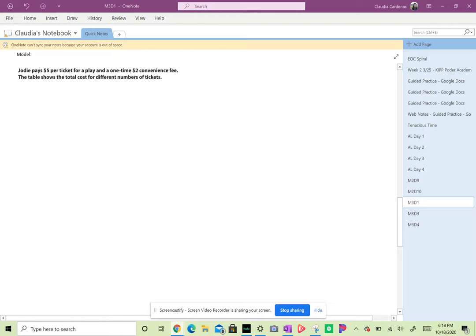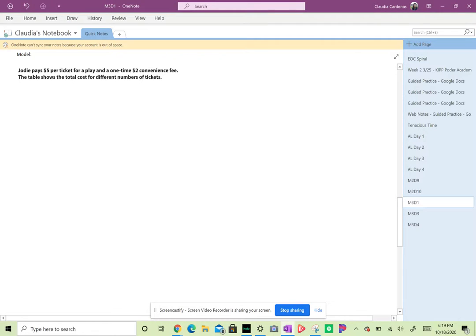So since we're thinking about this question for today's lesson, let's go ahead and read the problem. So Jody pays $5 per ticket for a play and a one-time $2 convenience fee. The table shows the total cost for different numbers of tickets. So since we actually have part of this problem here without the table, we're going to create the table together. Let's go back and annotate this problem.